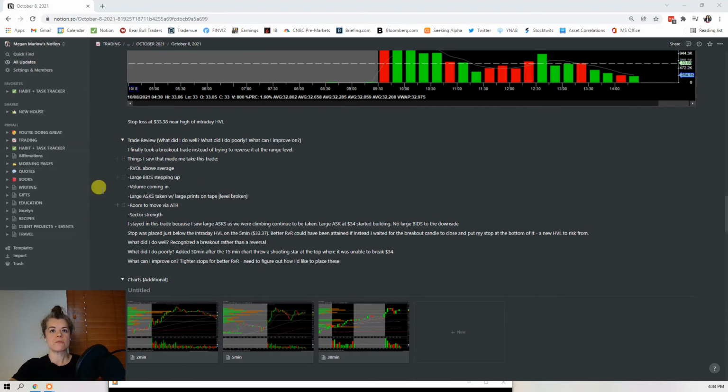So just writing down kind of stuff I saw for the day, any notes that I just want to point out. And then I think this is a really important section. So at the end of my trade review on all of my trades, I have what did I do well, what did I do poorly, and what can I improve on.